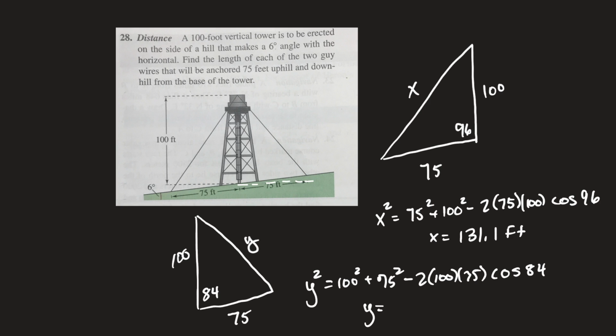When we find y, we find it to be 118.6 feet. Now, in the context of the problem, we know that y, this piece on the other side, should be much smaller than our x piece because of the way that the angle of the hill works. And it is, and so that makes sense. Always make sense of your problems.